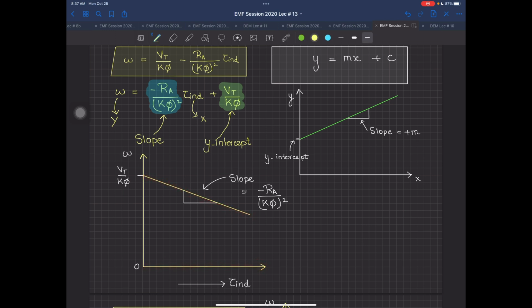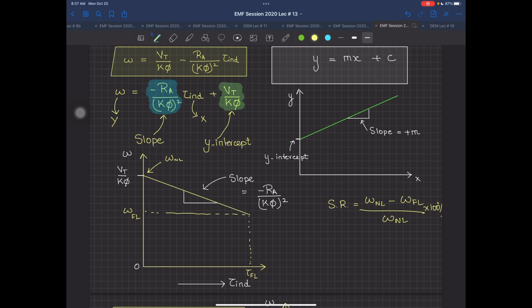If you are trying to find the speed regulation of this machine, you find your omega no load, and supposing this is the full load, I can call this the full load torque. At this particular point, I can call this the full load angular speed. So my speed regulation will be equal to omega no load minus omega full load, taking omega no load as reference and then converting it into a percentage. Similarly, if you want to convert your y-axis into n, you can do the same.